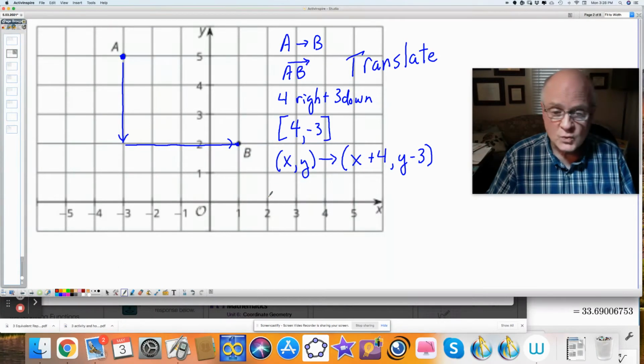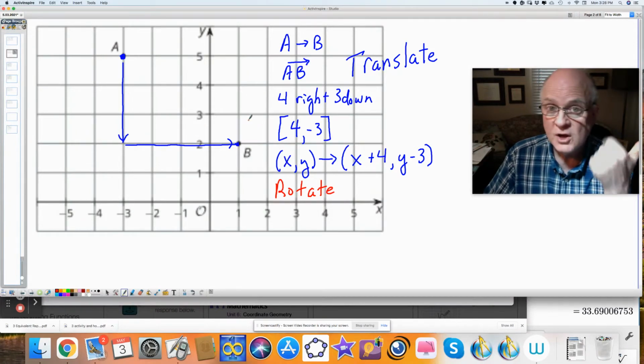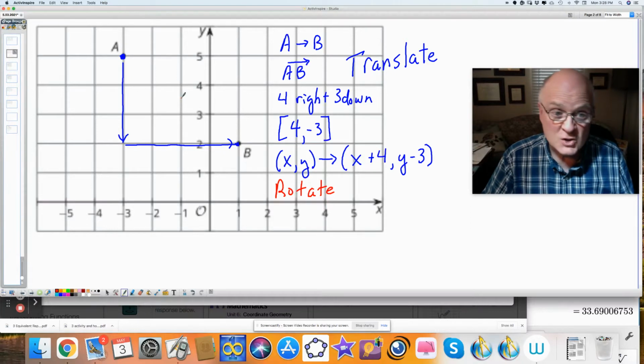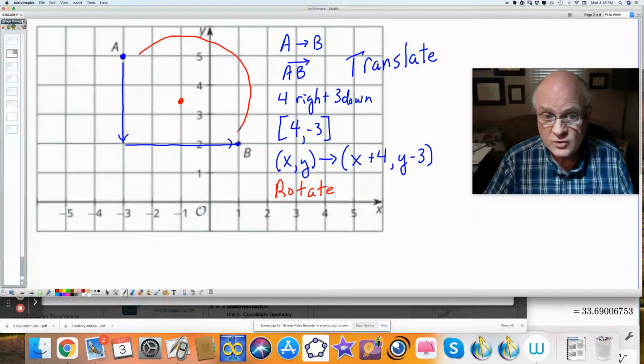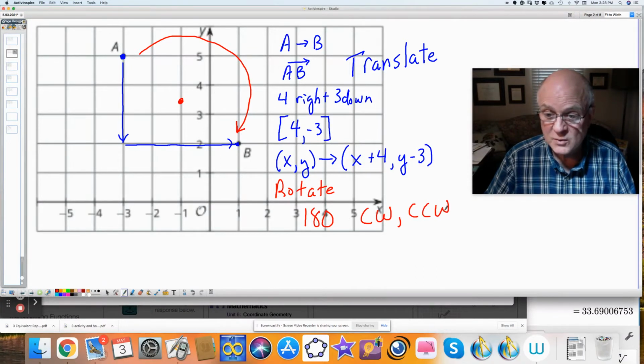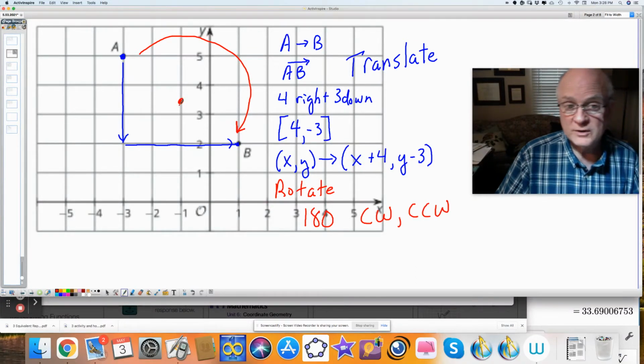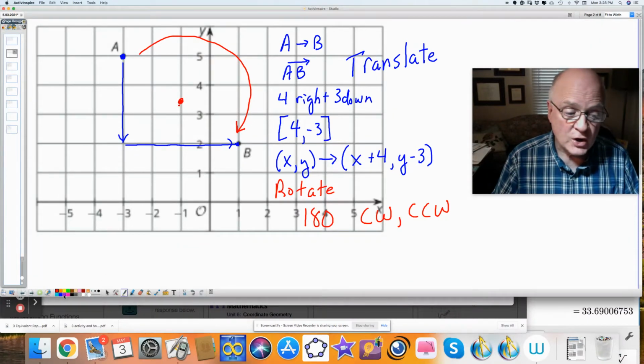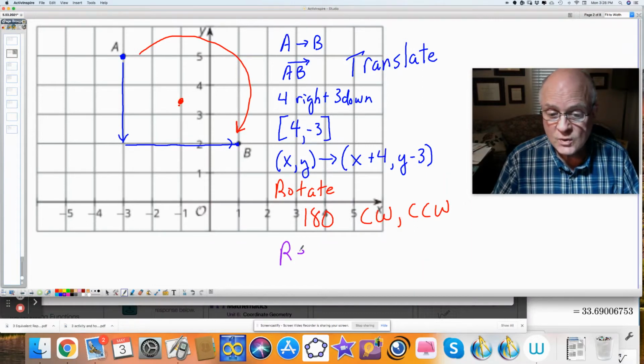A second rigid transformation, besides translation, is rotation. And when you rotate, you have to have a point that you're going to rotate around, the degrees, and the direction. So if I go by the midpoint of AB, I'm going to go 180 degrees. If I go 180, I don't have to specify counterclockwise or clockwise because it would be the same. It would put me in the same place. So either way, but I'm going to go around the midpoint. A third type of rigid transformation that we could do to get to this is to reflect.